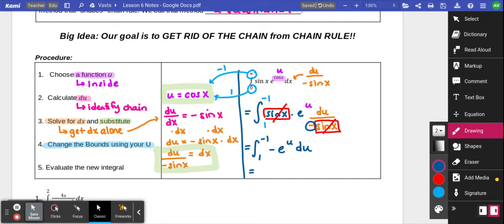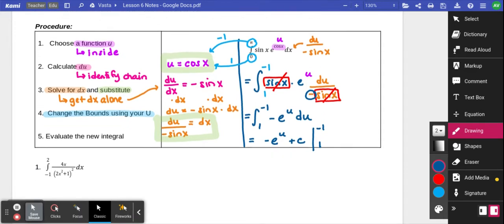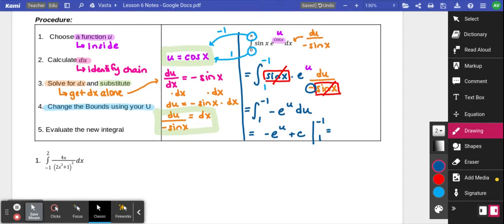The antiderivative of negative e to the something would just be negative e to the something plus c, and then I need to evaluate that between 1 and -1. If I go ahead and do that, I get negative e to the -1. I know that my plus c's are going to cancel. I've done this enough times now, so I'm going to have negative e to the -1 minus, and I'm going to have negative e to the +1. And two minuses make a plus, so I just have negative e to the -1 plus e, and that's my final answer.